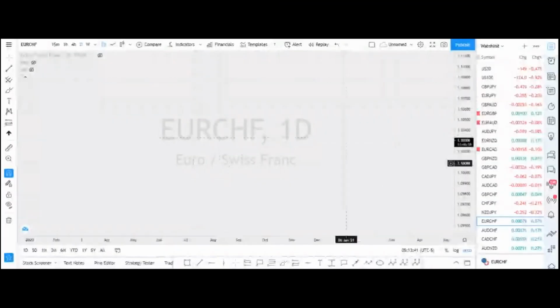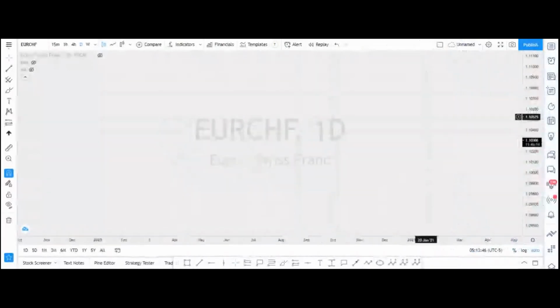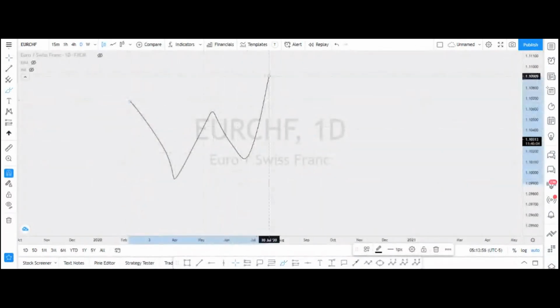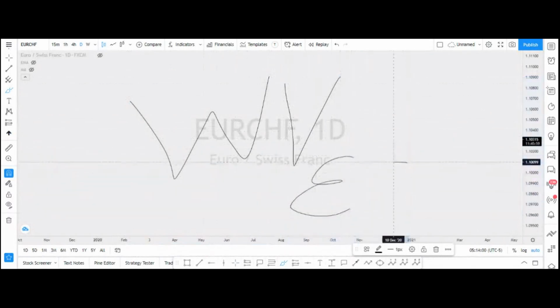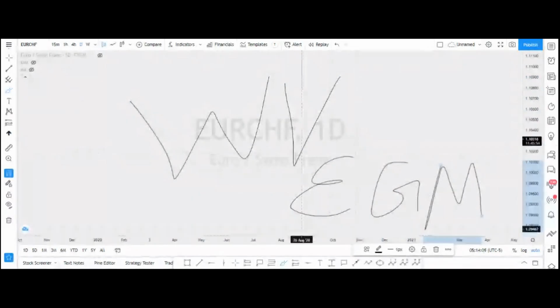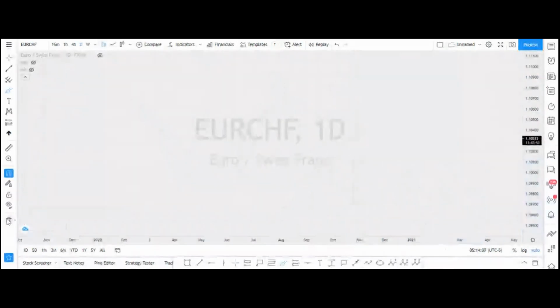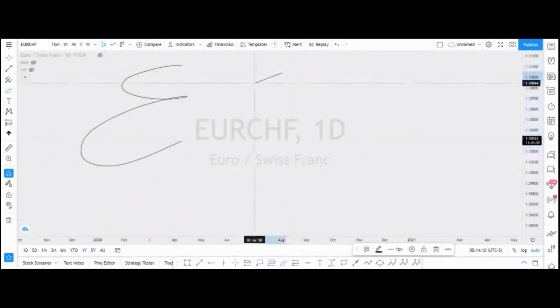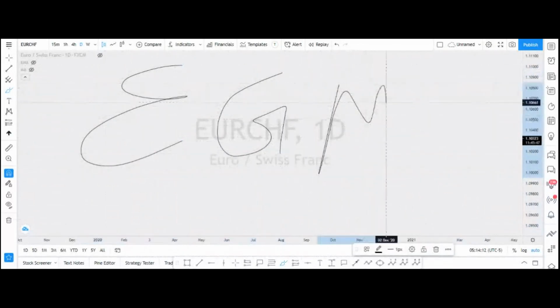Can you see a blank chart with a cross cursor rolling on it? If you can, please say something in the chat box. Or if you can see me write a WV or an EGM on the chart, please say something in the chat box, okay? I need to know if you're seeing what I'm saying. Can you see an EGM on the chart? Okay, great.